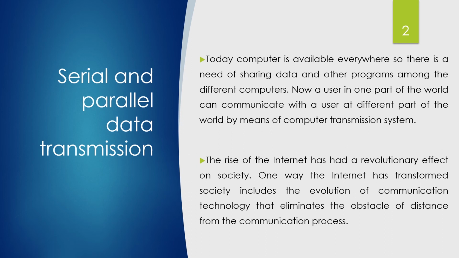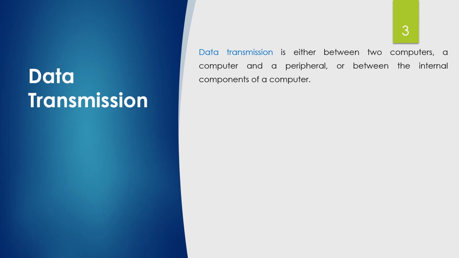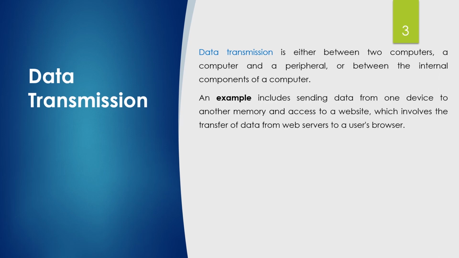The rise of the internet has had a revolutionary effect on society. One way the internet has transformed society includes the evolution of communication technology that eliminates the obstacle of distance from the communication process. Data transmission. Data transmission is either between two computers, a computer and a peripheral, or between the internal components of a computer. An example includes sending data from one device to another memory, and access to a website, which involves the transfer of data from web servers to a user's browser.